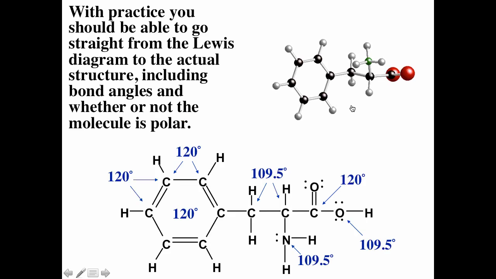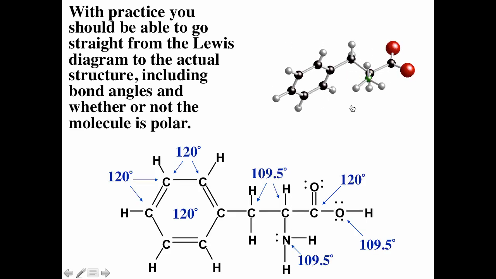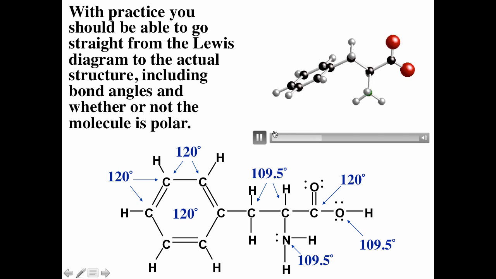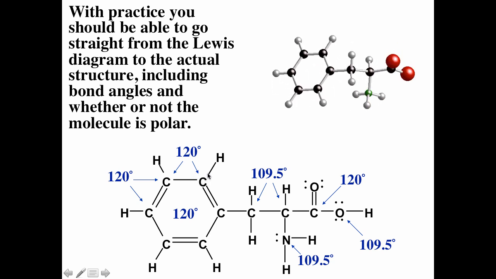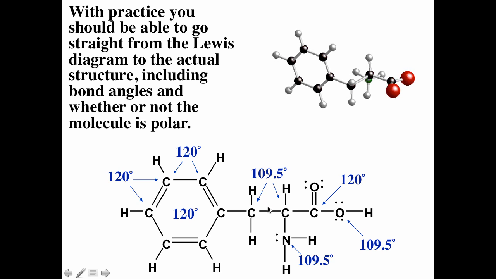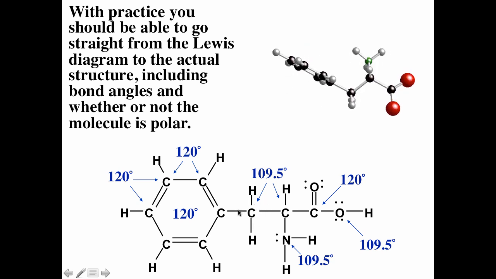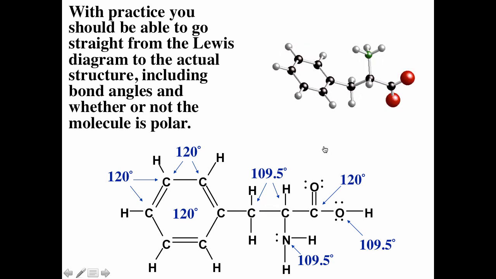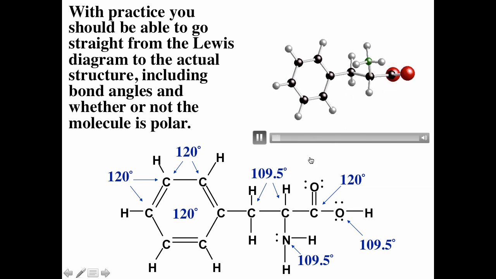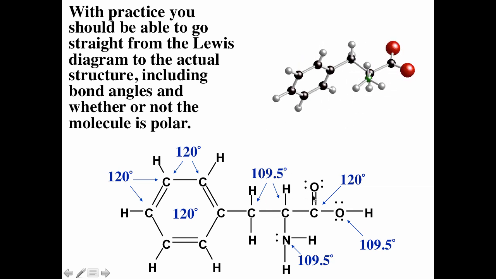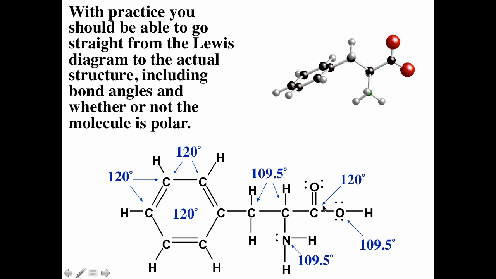With practice, you should be able to determine bond angles just by looking at Lewis diagrams. 3 regions, so that should be 120. 4 regions, that should be 109.5. Again, this is a two-dimensional representation. This thing up here shows it a little bit more accurately. 3 regions, that should be about 120.